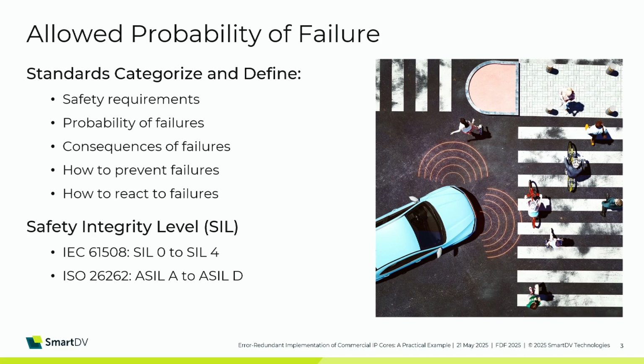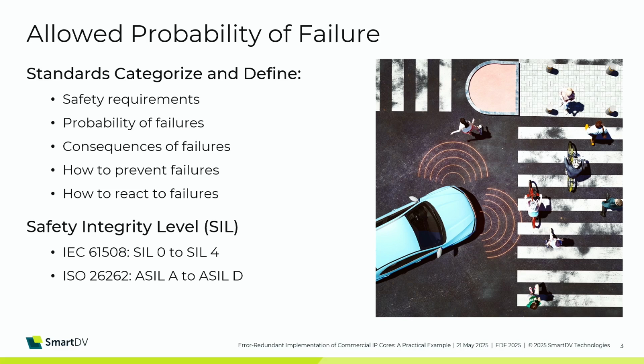The next step would be to categorize the IP in terms of requirements and, in the first instance, the probability of a failure. So for example, an IP core that is used in an automotive environment has much stricter rules than an IP core that is used maybe in a commercial application. In order to categorize, we must make sure to define the safety requirements, the probability of failures, the consequences of failures. We must define how we can prevent failures, and if it is not possible at all to prevent those failures, how to react to them.